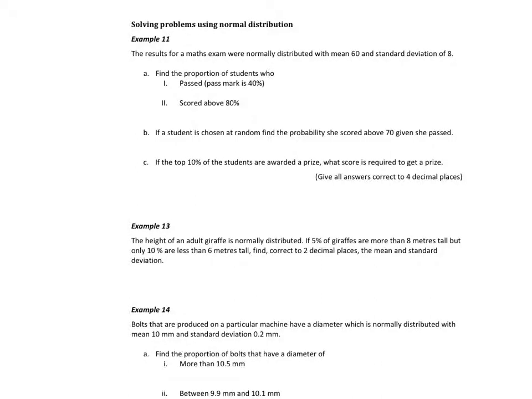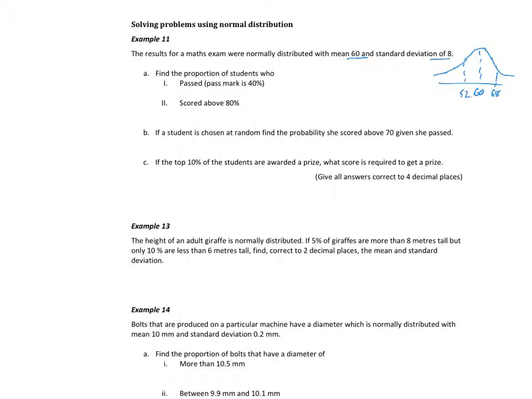Okay, so let's have a look. Results from a maths exam are normally distributed with mean 60 and standard deviation of 8. So, first things first, mean 60, 68, 52, that'll do us, I think.